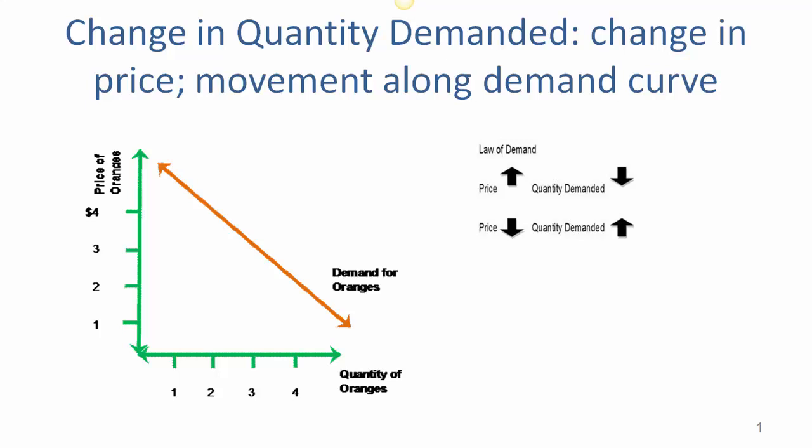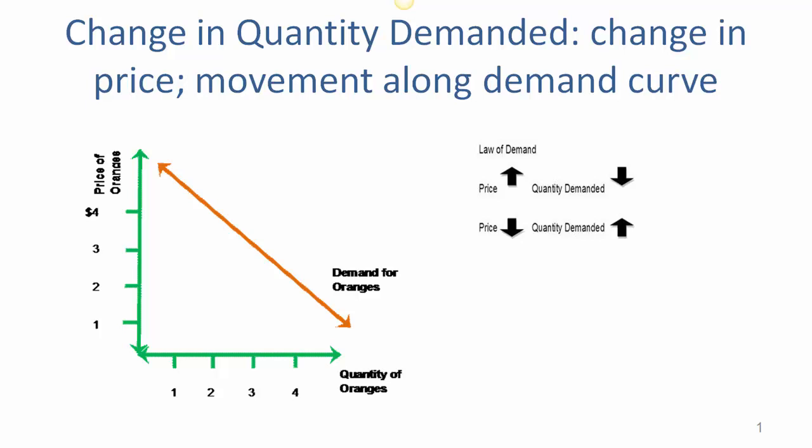In this presentation on demand, we're focusing on the law of demand. In particular, we're looking at the change in quantity demanded, or change in price level, causing movement along the demand curve. And that again would be the change in quantity demanded. The law of demand in particular says that as price levels rise, the quantity demanded falls. This is a negative relationship. Conversely, if price levels fall, then quantity demanded rises.